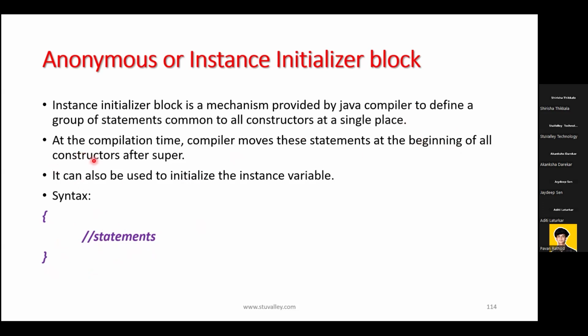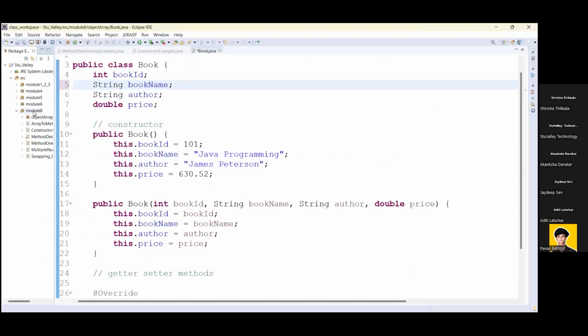In all the constructors you have in a class, after the super keyword, these statements get copied into the constructor itself, and that gets executed when the constructor gets called. Okay. Automatically. You don't have to do anything. It is also used to initialize the instance variables. We will see one example of the instance initializer block, or we say anonymous block also, because the block will never have any name. That's why we say it is an anonymous block.